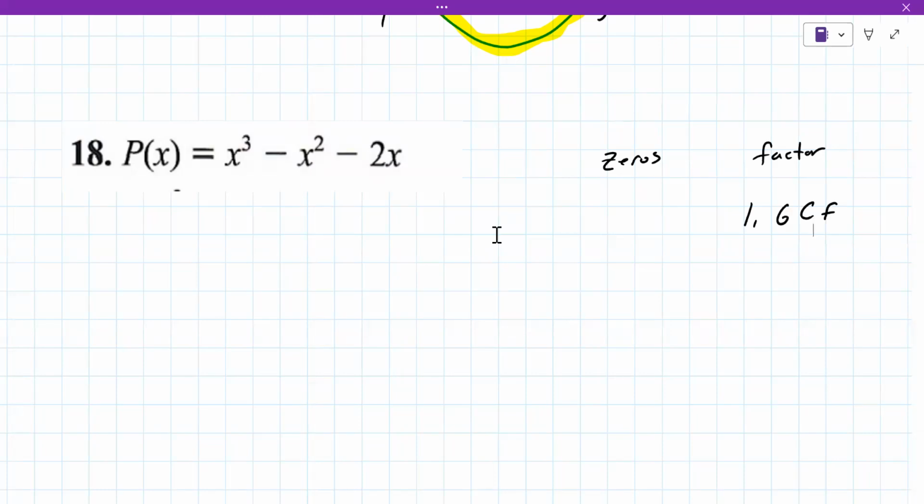Or all three, I guess, all of them. x. So you can actually factor an x out of each, and you're essentially dividing by x. Will you tell me what goes in parentheses here? x squared. Good. Minus x. Minus.